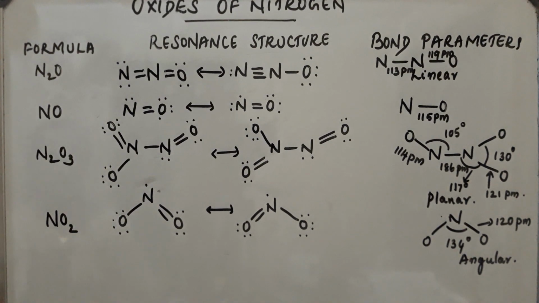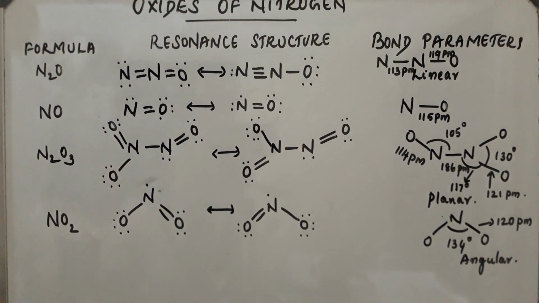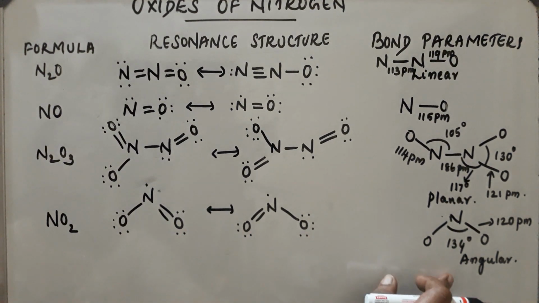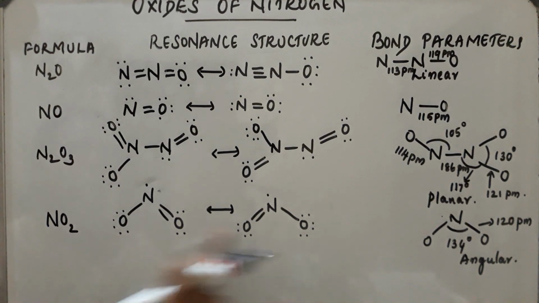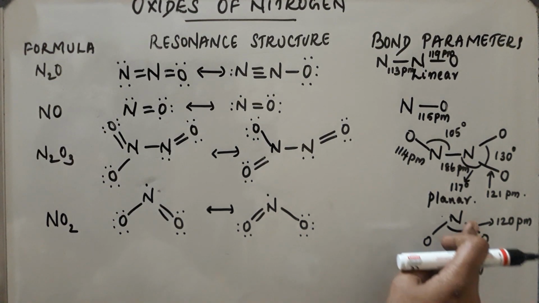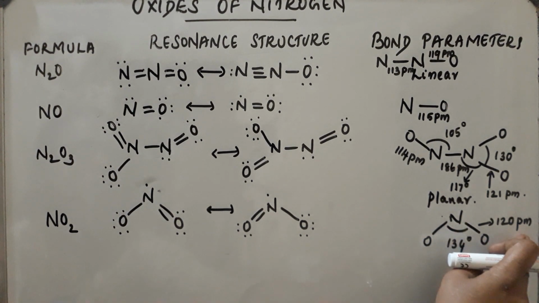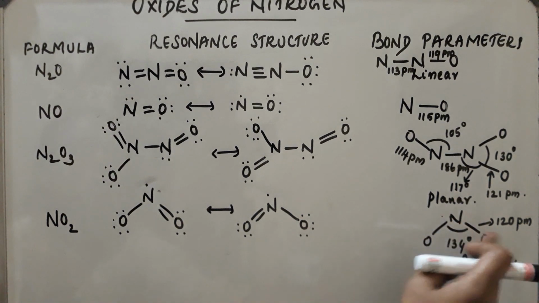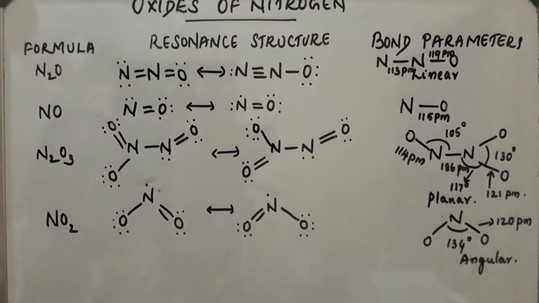Okay, so these are the different compounds. So two more examples we will discuss. So here what is the shape of the compound? NO2 is angular in shape, and NO bond length is 120 pm, and ONO bond angle is 134 degree. So these are the different compounds.